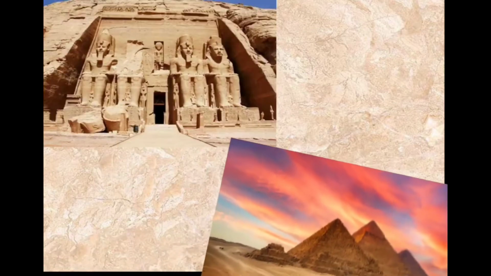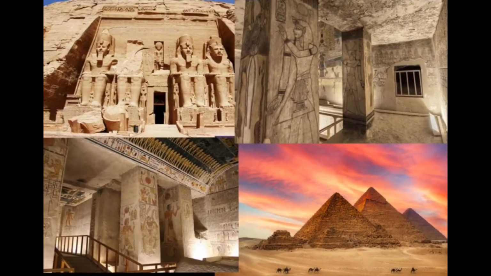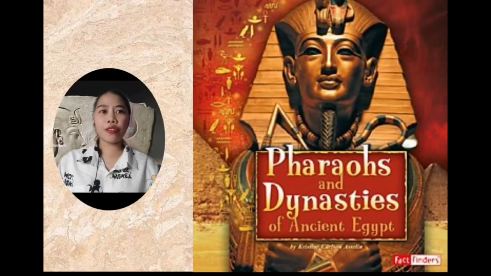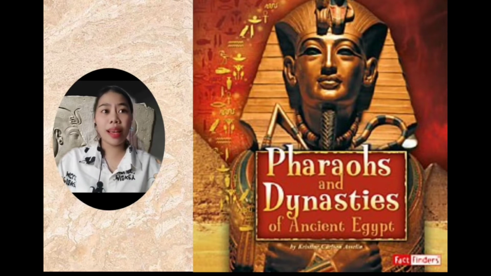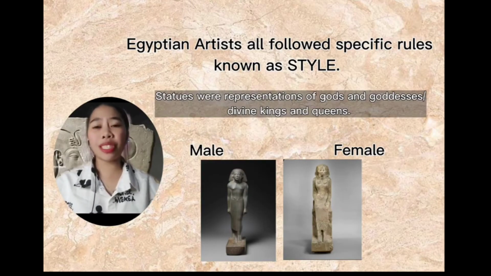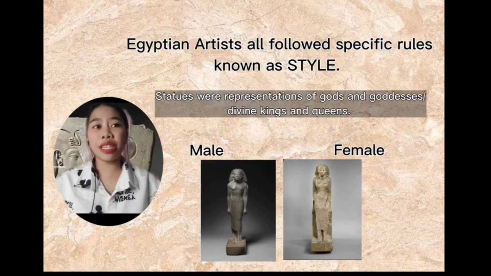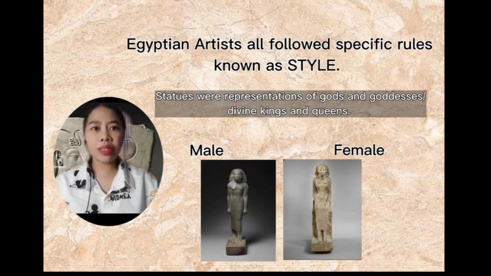Egyptian temples and pyramids and the paintings and sculpture that we can find inside them have become treasures of the entire art world and human civilization itself. During the age of pharaohs and dynasties, Egypt was fertile and productive, politically stable, and under little threat of foreign invasions. By that, their artists could draw on rich supplies of minerals. Egyptian artists all followed specific rules, collectively known as style. Statues were viewed as physical representations of gods and goddesses as well as divine kings and queens. Male statues had to be darker in color than female statues.